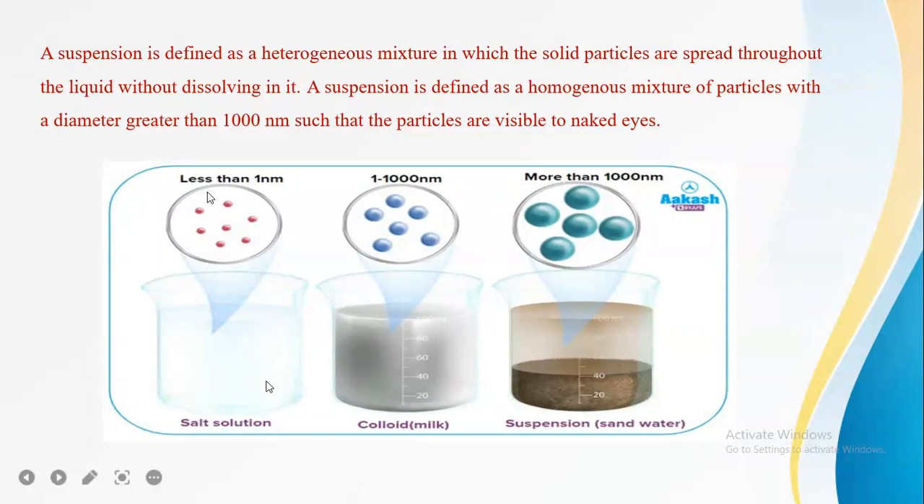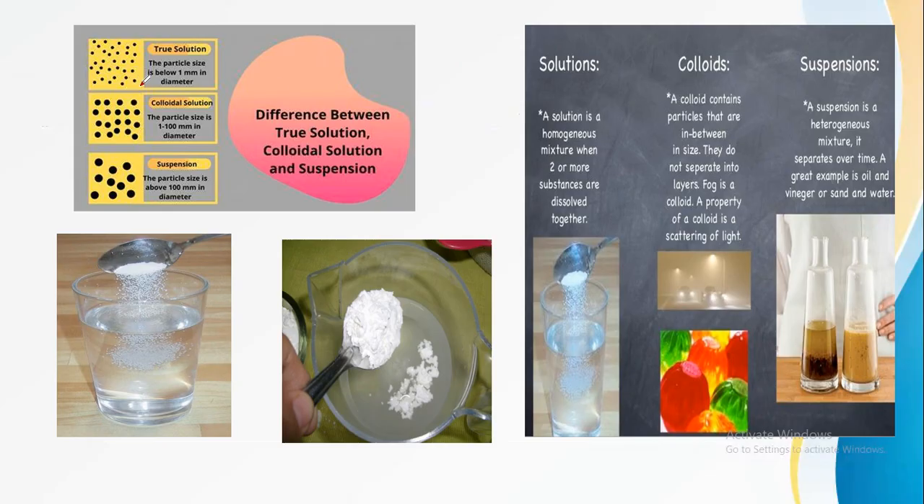Here in this diagram, we can see the size of the particles in the salt solution, the true solution, is less than 1 nanometer. In the colloidal solution, here we are taking the example of milk, the size of the particle is 1 to 1000 nanometers, and in the suspension, the size of the particles is more than 1000 nanometers. In the picture also, we can see examples of true solutions and colloidal solutions, with the same size ranges.